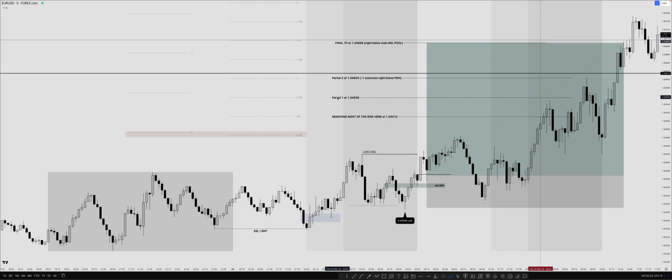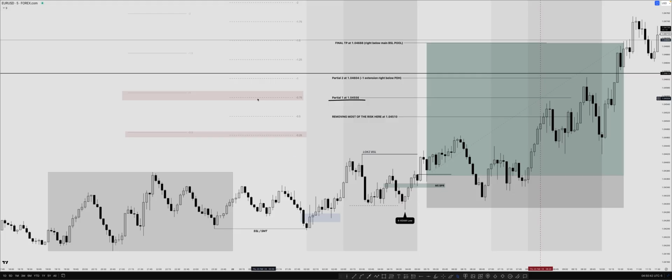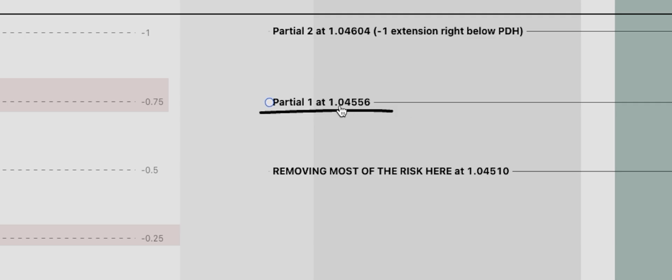backing our vision. This would have been our first partial area right here, which is again our second confluence area that was nicely lining up. And I'm talking about this -1 Asia range duration with this -0.75 extension right here. So as you guys know, I choose the lower one. So my first partial would have been at this point right here.